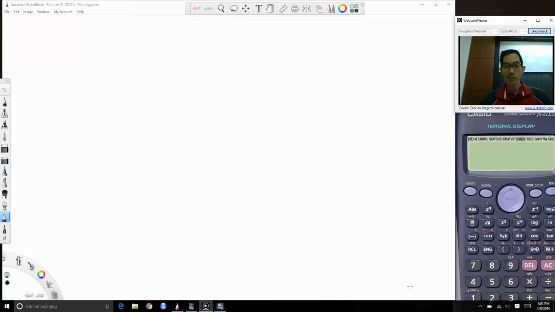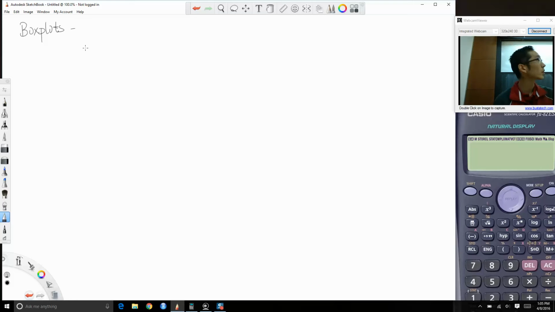Okay, all right, so today we'll wrap up chapter 3 and talk about box plots. So box plots are another display for numeric data.